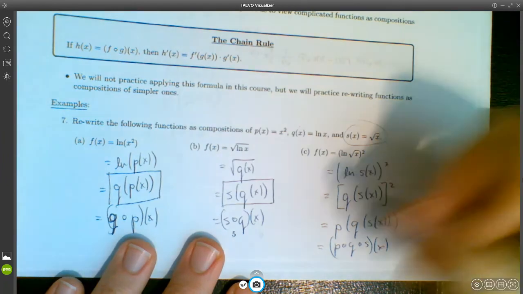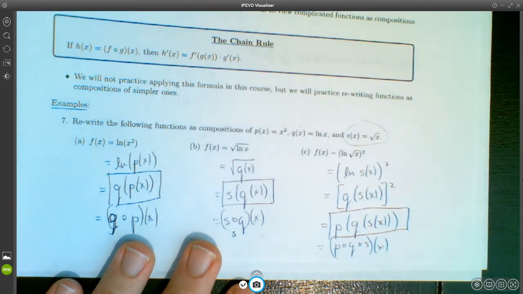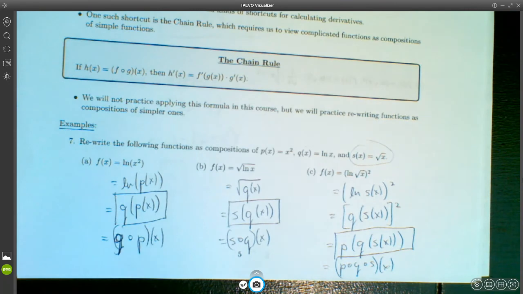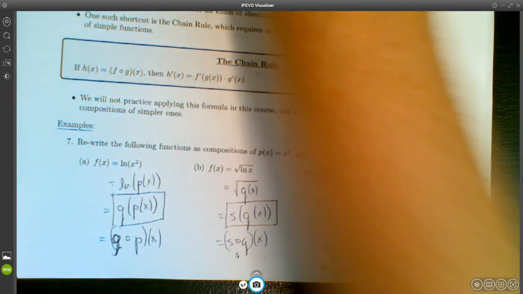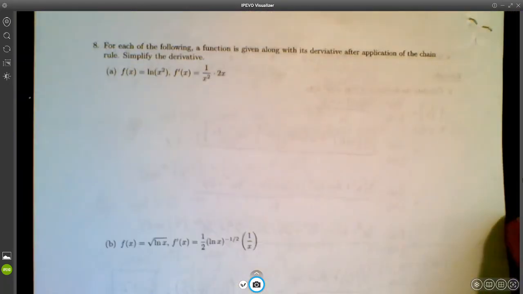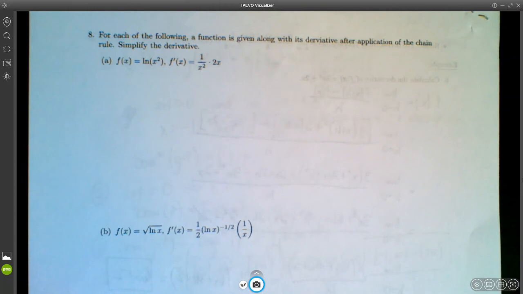All right? So this is the kind of thing that we need to get really good at doing in order to be prepared to apply something like the chain rule in calculus. So you're going to have several exercises in the homework that ask you to rewrite a function as a composition of two simpler functions. Now, while we're on the topic of the chain rule, as I said, we're not going to practice applying the chain rule in this class, but what I do want to practice is simplifying what you get after you apply the chain rule, because this is another thing that can trip students up.